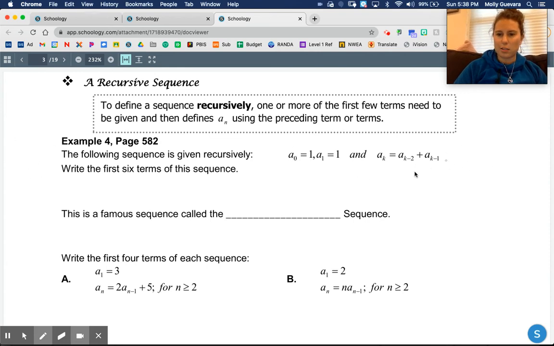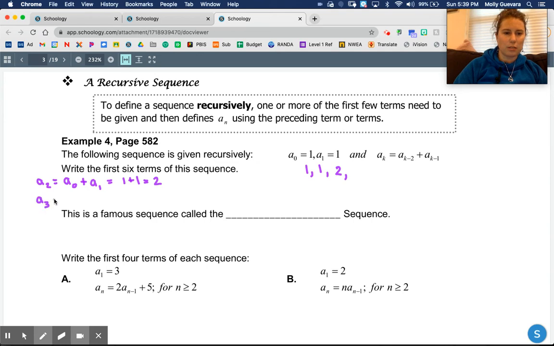So let's write it here. Then it gives me the first term is 1. Okay. Then it says the next term, so like if this is 2, right? So like a sub 2, it's equal to a sub k minus 2, k is 2, so 2 minus 2 is 0, so this would be equal to a sub 0 plus, and then k minus 1 is 1, so a sub 1. So a sub 2 is equal to 1 plus 1, because a sub 0 is 1, a sub 1 is 1, so 2. So my next number is 2, right?